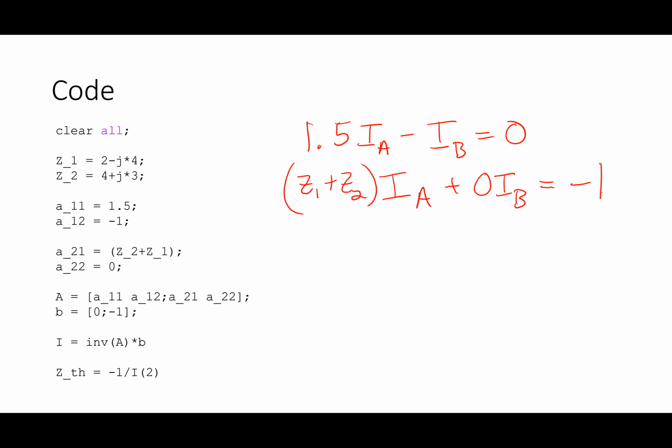And I put that in matrix form. That's what I did. And then I solved here for that. So again, this bottom equation is pretty easy to do. I could pretty easily solve for IA from that equation and then plug that in to solve for IB. So when I do this, I'm going to get an answer if I run this code.